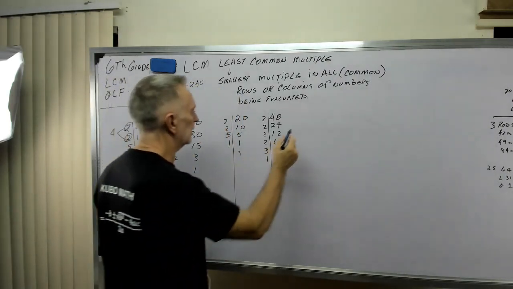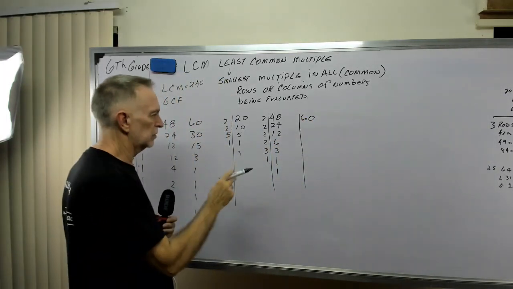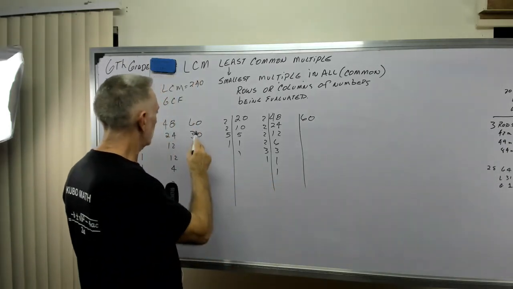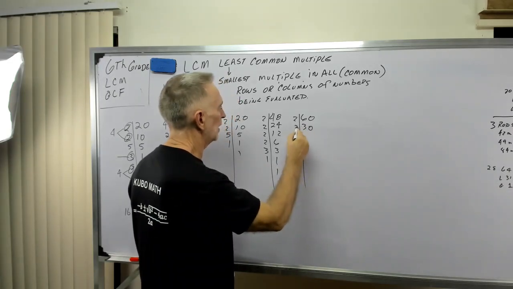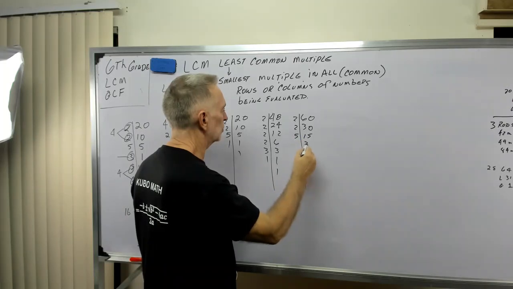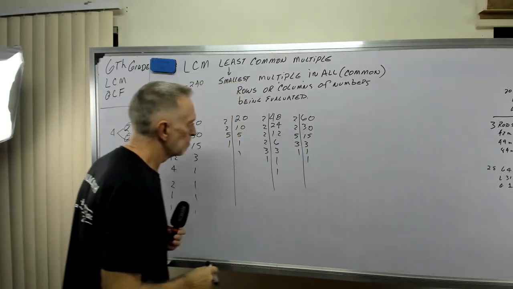Okay? 60. And you're probably thinking, why do you do this? Boy, the very next problem you're going to see. Okay, 60, even number, divided by 2 is 30. Divided by 2 is 15. Divided by 5 is 3. 3 divided by 3 is 1. 1 divided by 1 is 1.